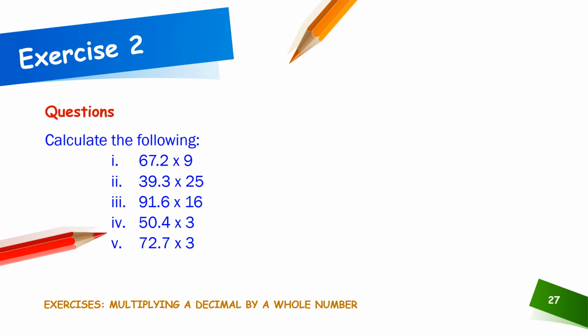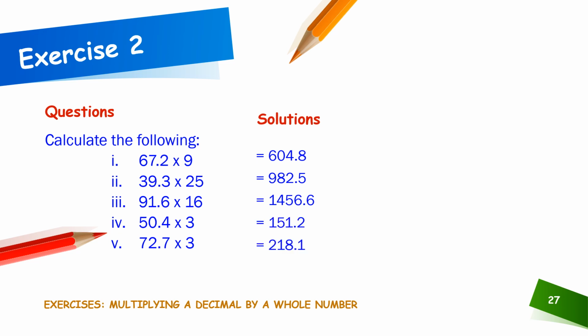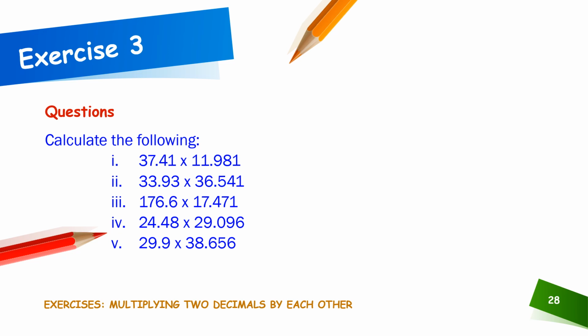Now have a go at exercise 2. This allows you to practice multiplying a decimal number by a whole number. Pause the slideshow whenever you need to. Solutions will be released one at a time. Now have a go at exercise 3. This allows you to practice multiplying 2 decimal numbers by each other. Pause the slideshow whenever you need to. Again, solutions will be released one at a time.